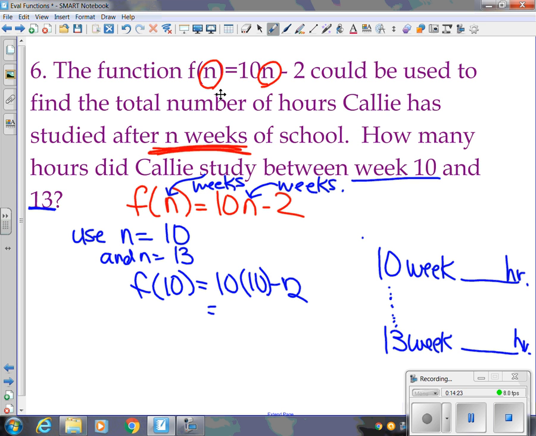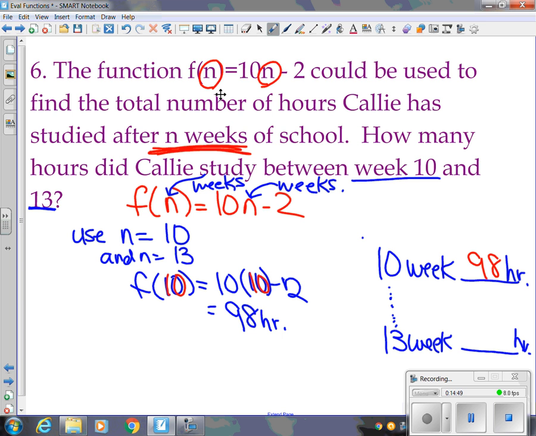Does everybody get it? 10 is my new input, so 10 goes in wherever n goes. There's a 10 right here. I don't do anything on the left. I do everything on the right. So how many hours had we studied up through the 10th week? 98 hours. So if I was tallying it over here, I'm at 98 hours by the time I've studied 10 weeks at school. Is everybody good? Am I finished with my problem?